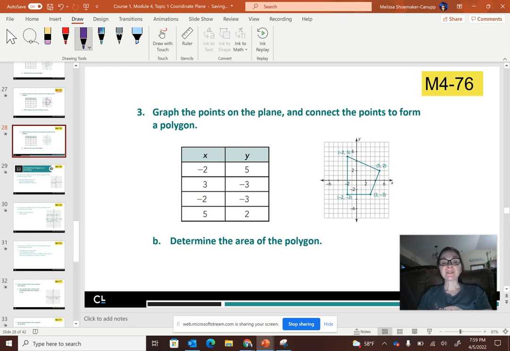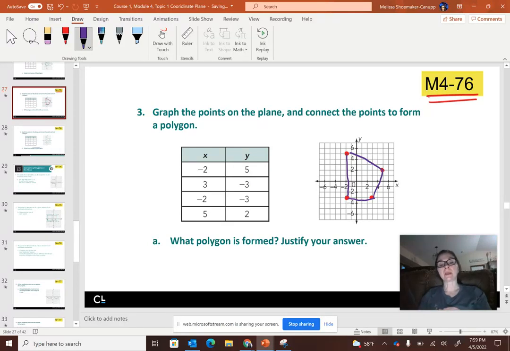Okay, we're not going to worry about finding the area of the polygon, but we want to know what kind of shape that is. Okay, so I want you to think about that. It's got 4 sides. They're not equal sides, so it's not a square, it's not a rectangle. So I want you to think about what that is and see if you can come up with an answer. When you have a guess, let me know.